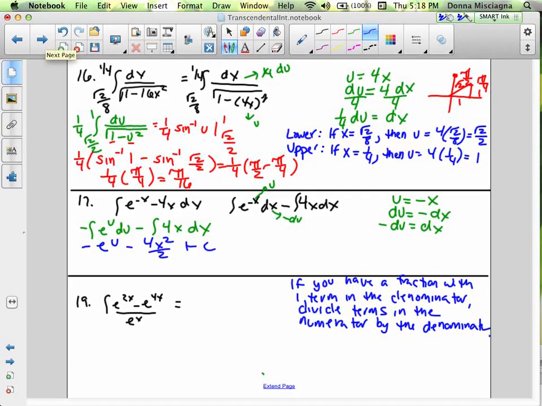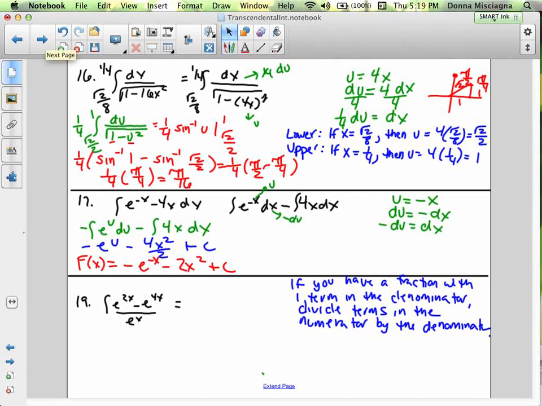Right? And so now let's substitute back so we don't have two different variables, and let's reduce. So f of x equals negative e to the negative x minus 2x squared plus c. And that one is done. And we're on to the next one.